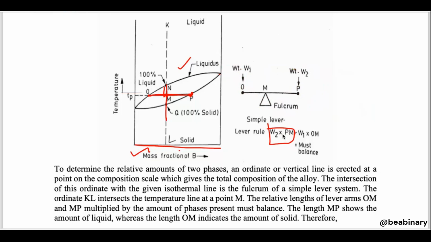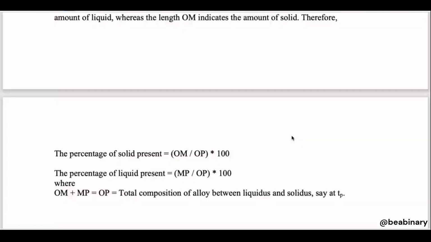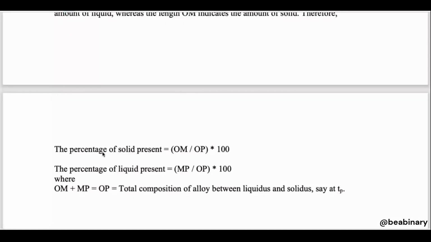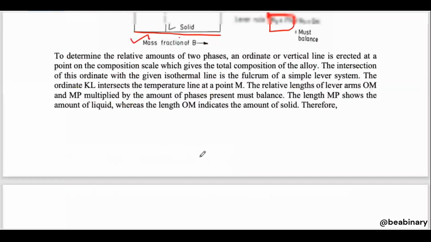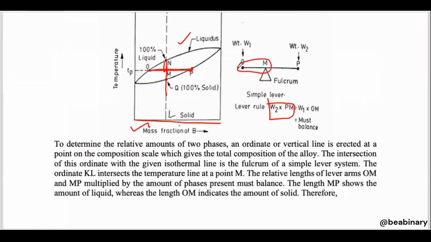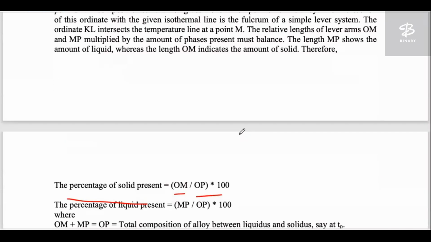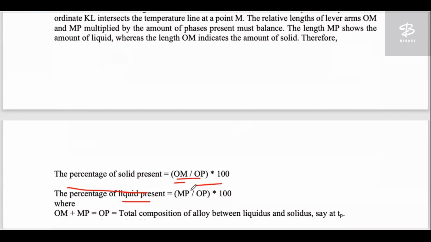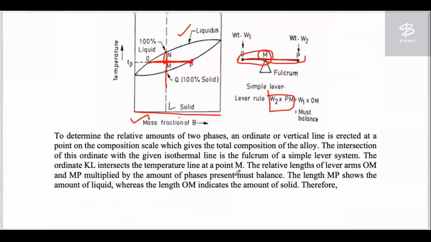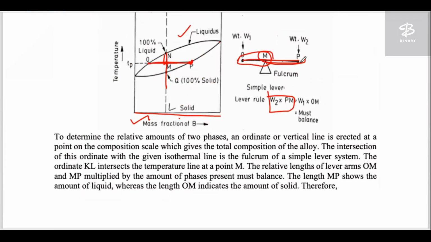Once balanced, the percentage of solid would be OM by OP into 100%. OM means this one, and OP means from here to here. So OM by OP into 100, and if we talk about the percentage of liquid, then MP by OP. This one is for the liquid, just the opposite sense. This is the liquidus line, and this is the solidus line.